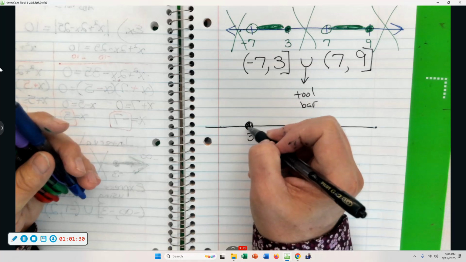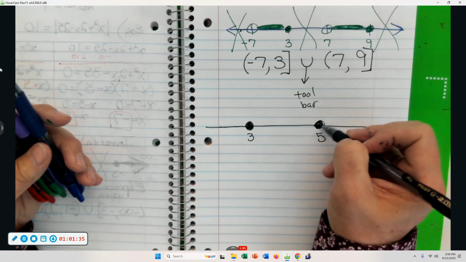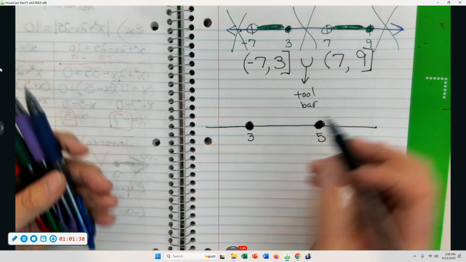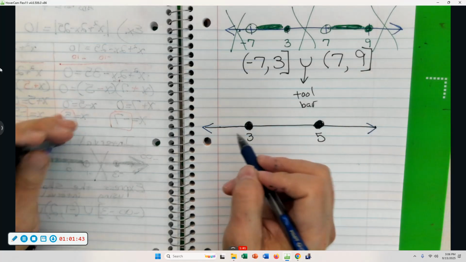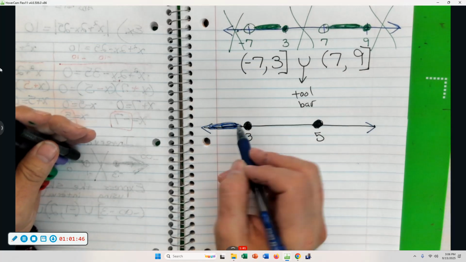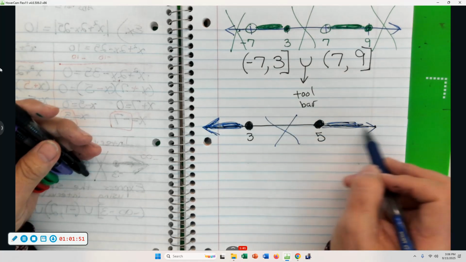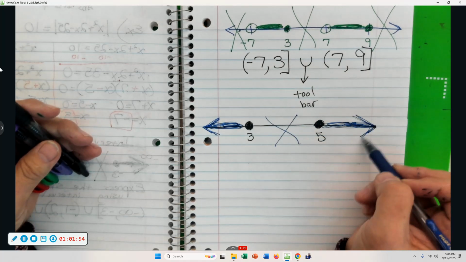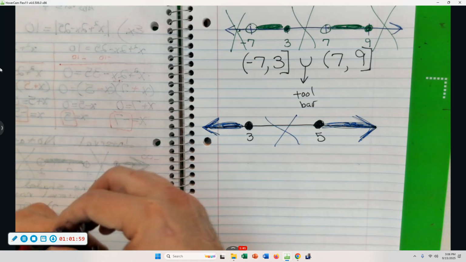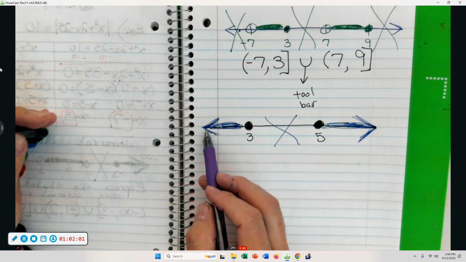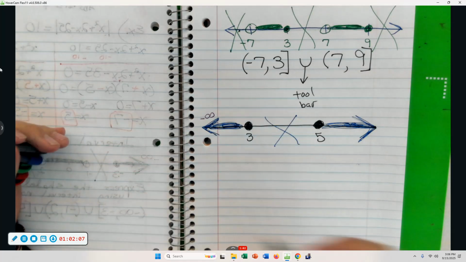You may not even have any open circles. You may have a closed circle, and let's see, it may be shaded, crossed out, shaded. Well, I don't see an endpoint here on the left-hand side, so we assume negative infinity here.